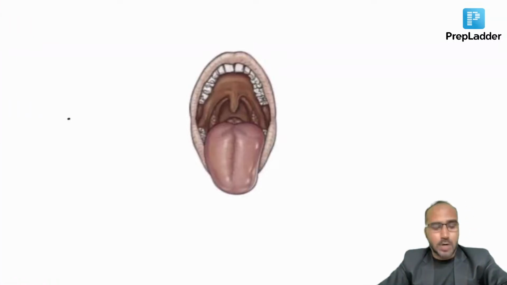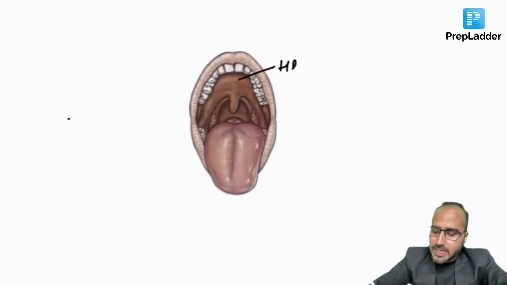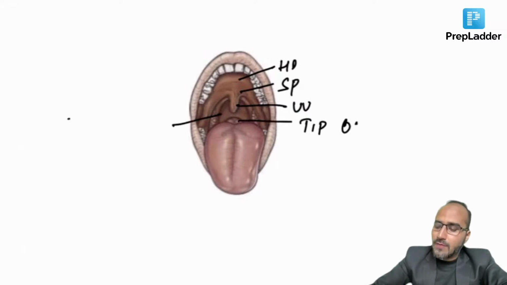Right. What is this, guys? A patient comes to your OP, you are doing a PAC, he opens his mouth. You are able to see the hard palate, the soft palate, the whole of the uvula, the tonsillar pillars, plus you are able to see the tip of the epiglottis. Tip of the epiglottis.